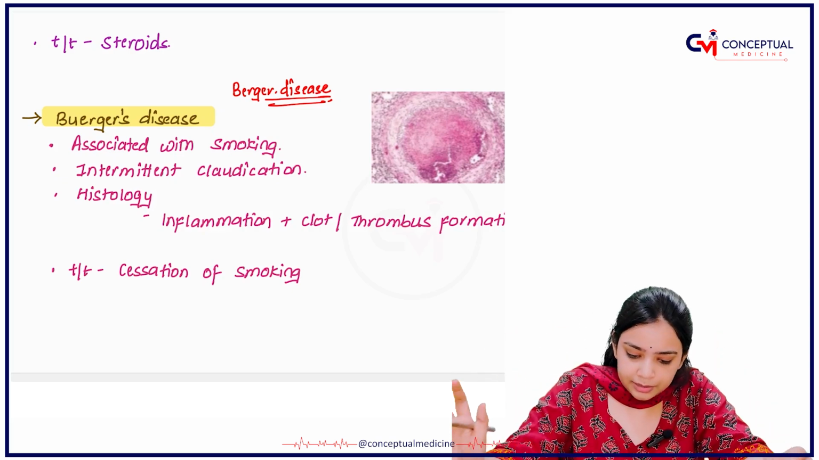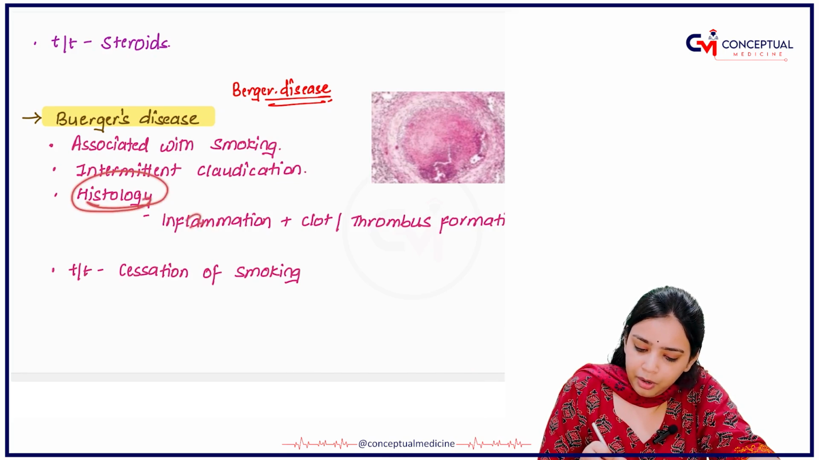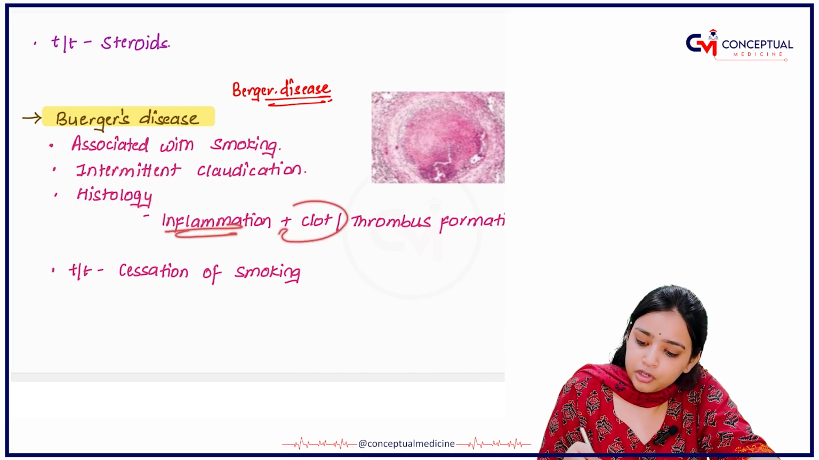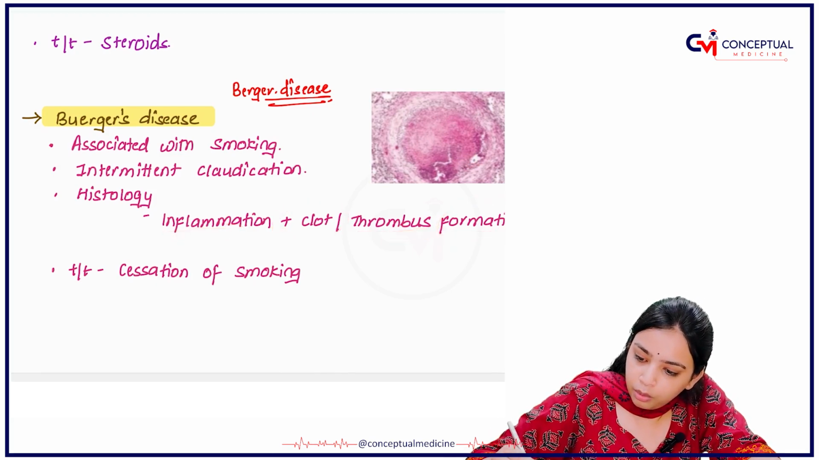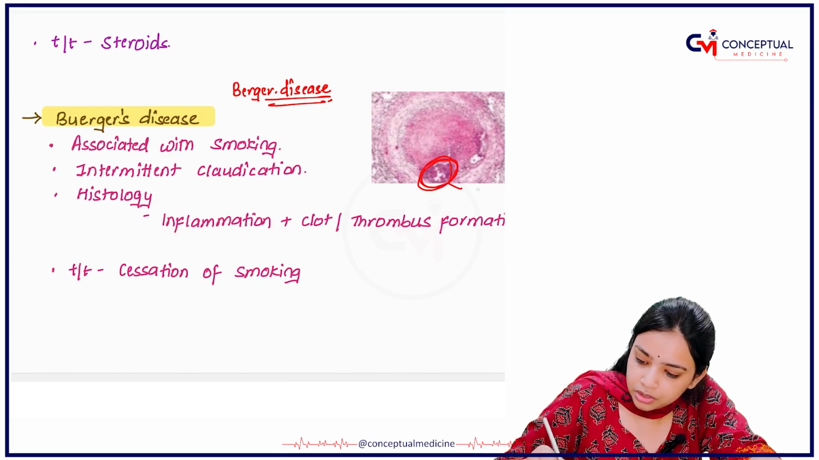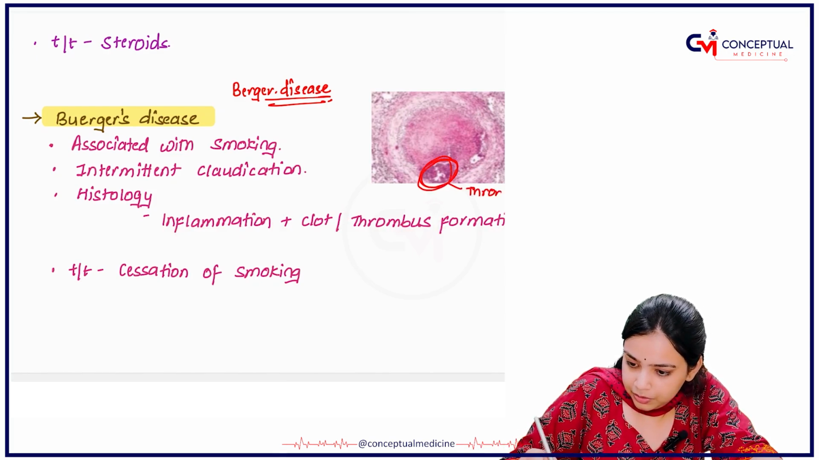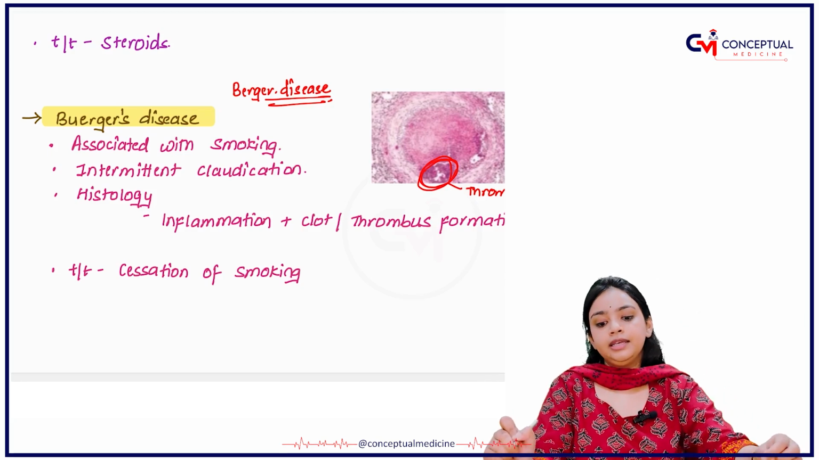What happens is, in this disease, if I tell you about the histology, there will be inflammation plus clots and thrombus formation. See this figure over here, you are able to see some of the thrombus formation that is there.